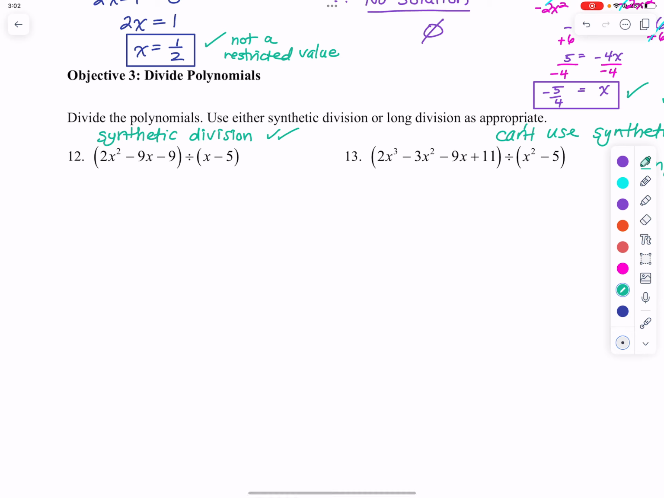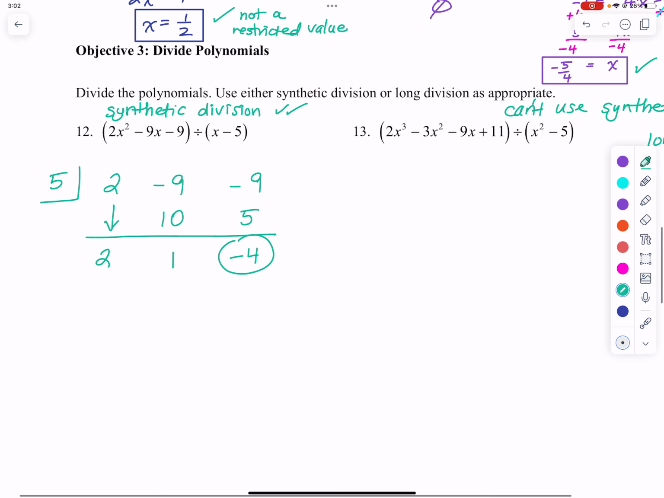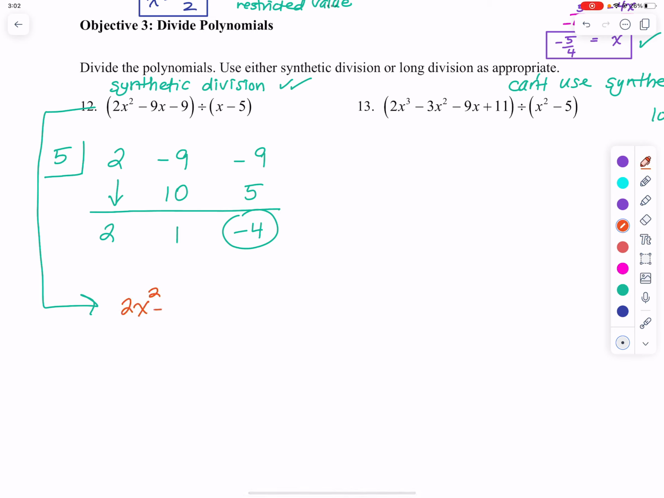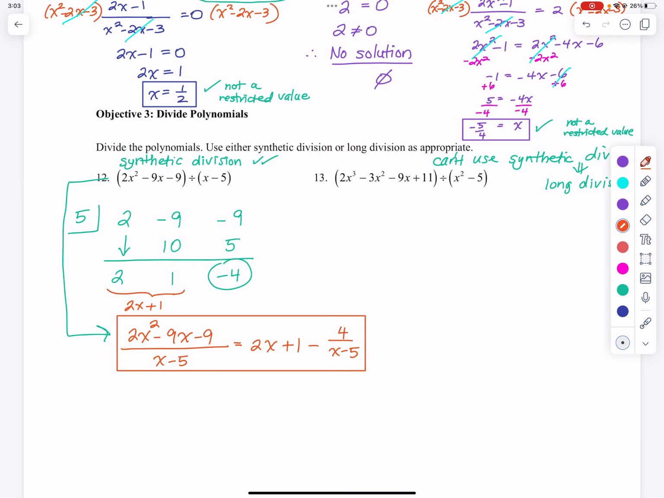Okay, so 5 goes in the box, and we have 2, -9, and -9. Here we will drop the 2, and -4 is the remainder. So what is this equal to? We can say that in number 12, we can actually make this statement: 2x squared minus 9x minus 9 divided by x minus 5 is equal to 2x plus 1 minus 4 over x minus 5, because x minus 5 is the divisor. So that is actually the division problem that we would be working on.